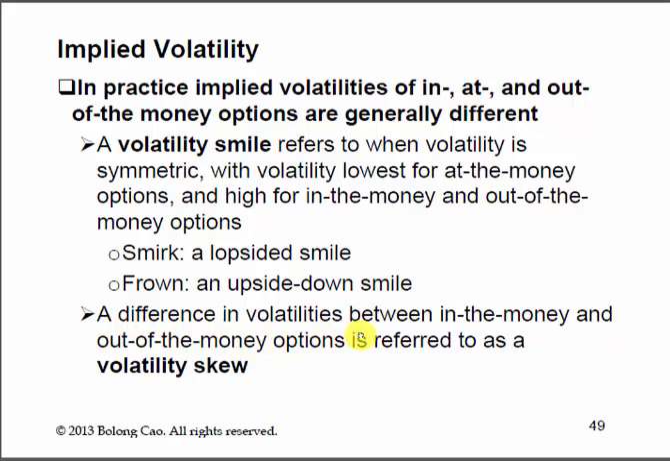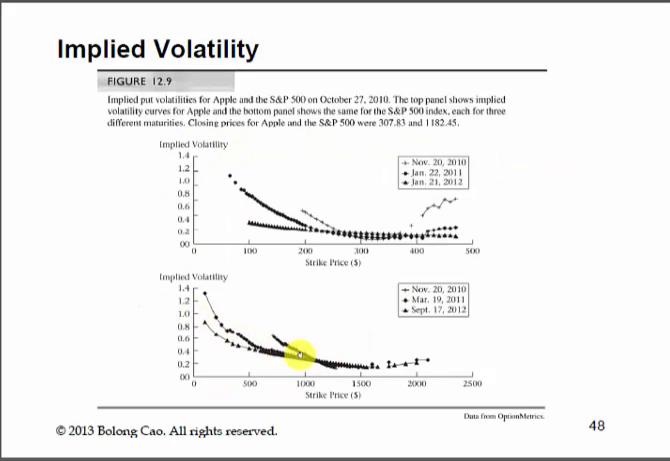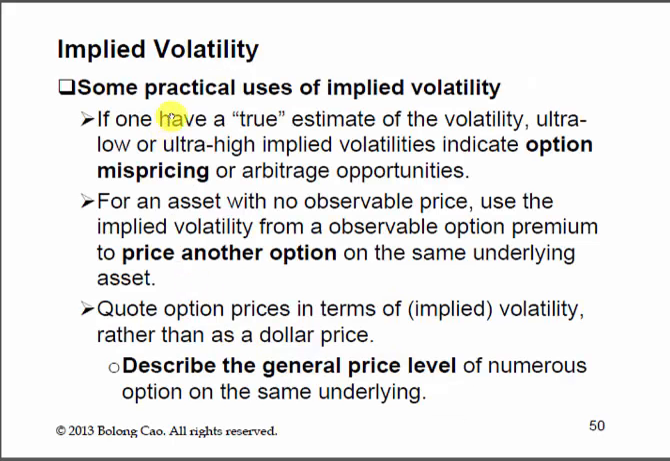A difference in volatilities between in-the-money and out-of-the-money options is referred to as a volatility skew. So when you have this kind of smirk, you have a volatility skew. And there are some practical uses of implied volatility.